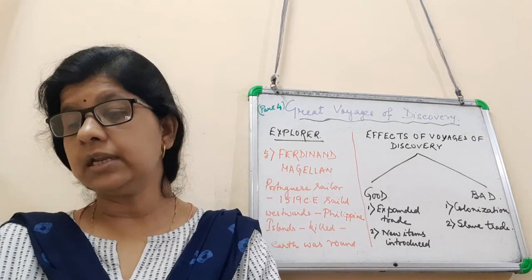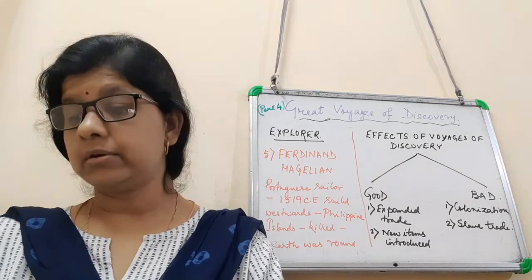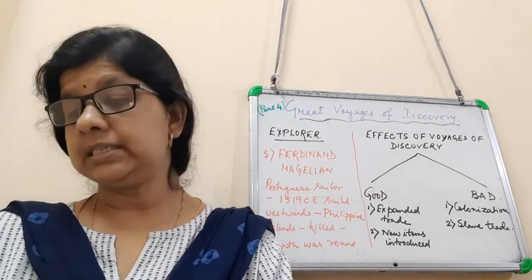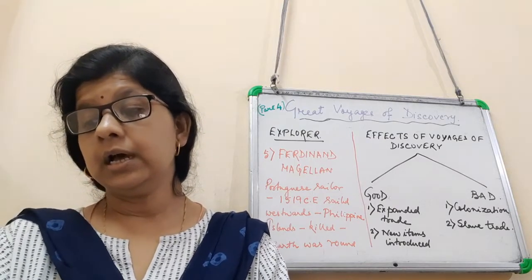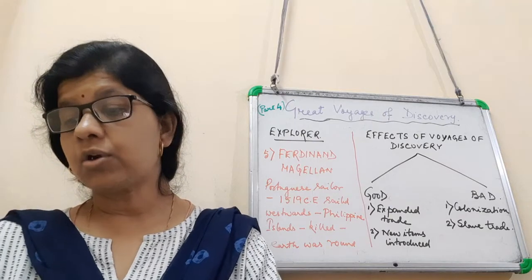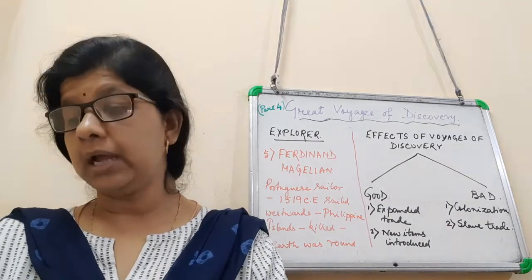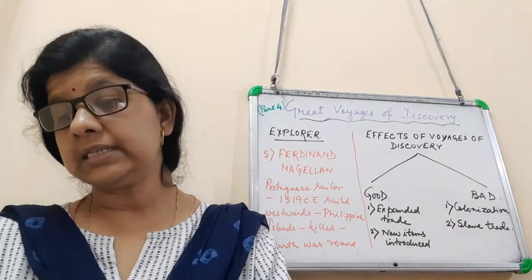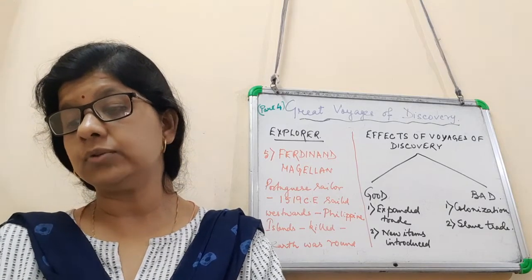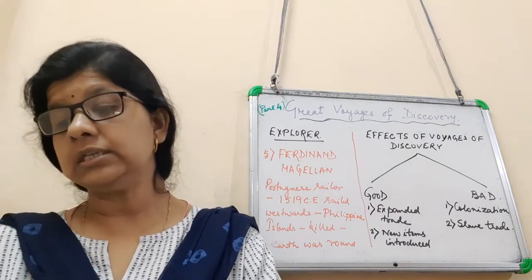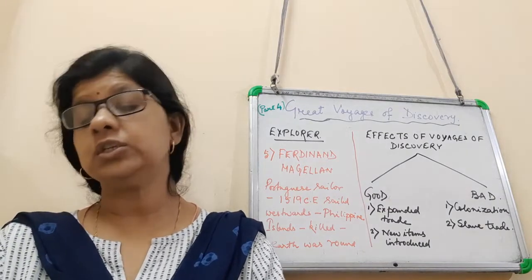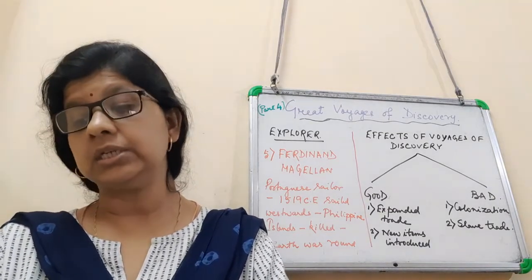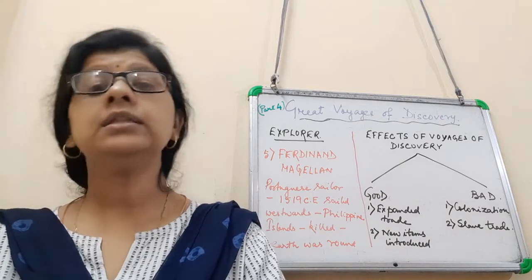Ferdinand Magellan was a Portuguese sailor. In 1519 CE, he sailed westward around the southern tip of the American continent, crossed the Pacific and reached the Philippine Islands. Magellan was killed in the Philippines, but his ship and a few sailors sailed across the Indian Ocean, round the Cape of Good Hope, to reach Spain in 1522 CE. This journey around the world proved that the earth was round.